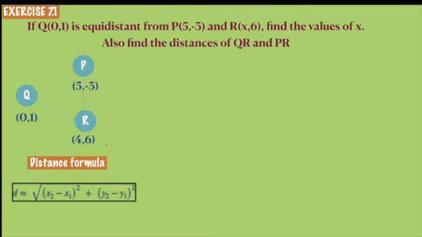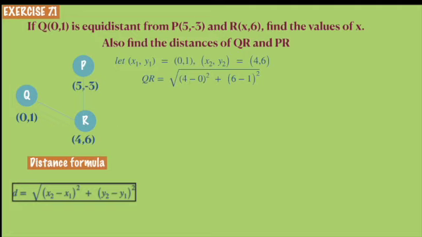That we can cross check it by using the formula. That formula is called distance formula. Distance formula is d is equal to square root of x2 minus x1 whole square plus y2 minus y1 whole square. The first thing is I want to find the distance QR. To find the distance of QR, I consider the coordinate of the Q, that is 0, 1 as x1, y1, and the coordinate of R, that is 4, 6. Then the first step is substitution. The substituting the values of data to the formula, that is d is equal to square root of x2 minus x1 whole square plus y2 minus y1 whole square.